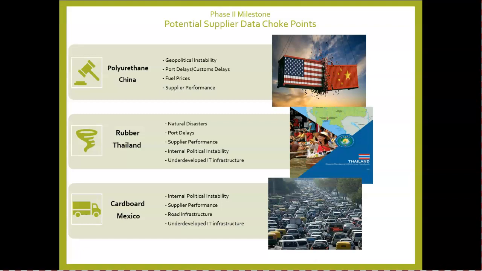Our supplier in Thailand consistently faces natural disasters. Their port infrastructure needs investments, and both of these risks can also potentially slow down or even stop our production. Our vendor in Mexico also faces political instability and poor road infrastructure. Their underdeveloped IT infrastructure poses a risk of losing total asset visibility on all of our shipments.